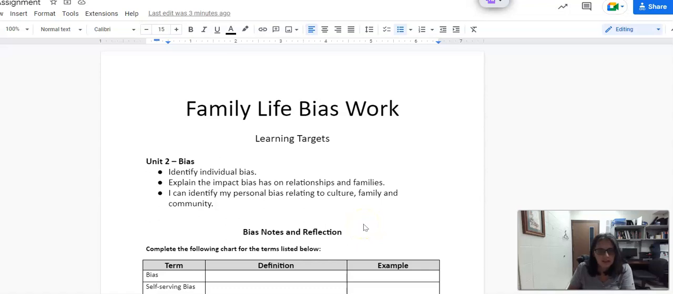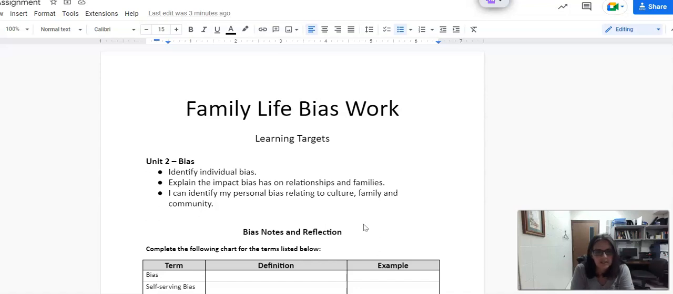Everybody, I am going over your bias work assignments. I think it's a really important topic that we discuss how bias influences all areas of our lives, in our own, and how we relate to other people, and just how it influences us in different ways. So we're going to dig into this.